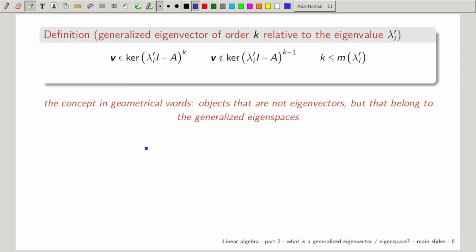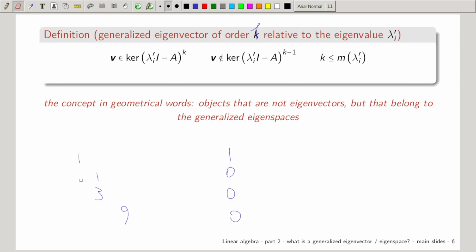So, lambda is 3, and the matrix has 3, 1, 3, 1, 3, 9. The vector 1, 0, 0, 0 is the eigenvector, true? And it's also a generalized eigenvector of order 1 relative to 3. Together?